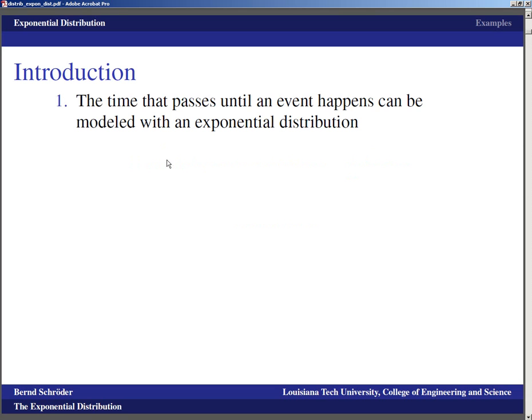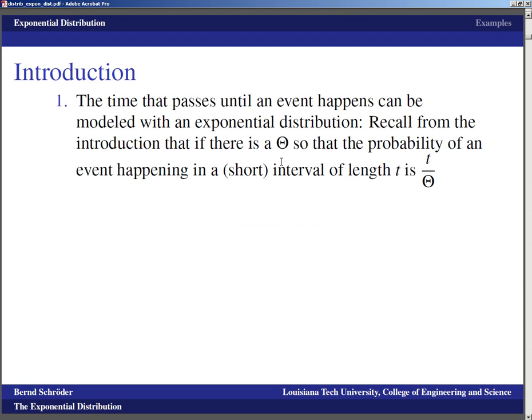event happens, because basically in the introduction we had talked about a situation where there's a parameter theta, so that the probability of an event happening in a short time interval of length t is t over theta. And well, that sort of makes sense if you have events that are happening randomly, that the chance that an interval should capture the event happening should be proportional to the length of the interval.